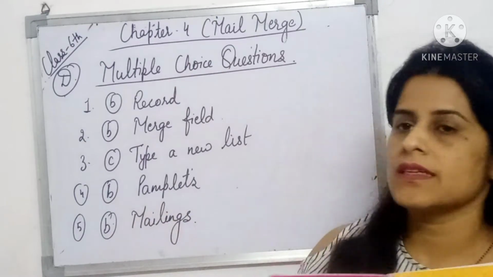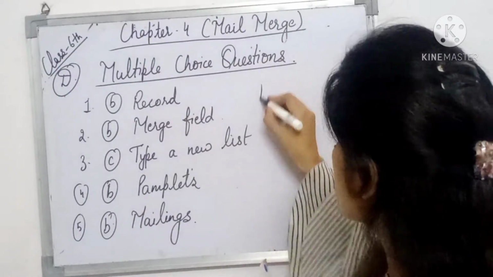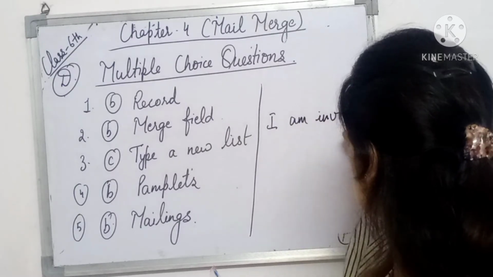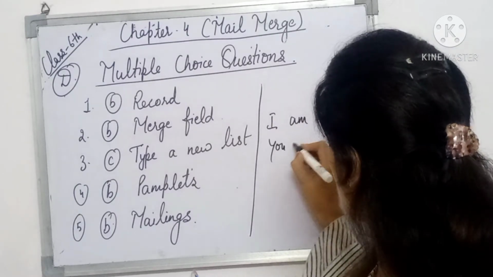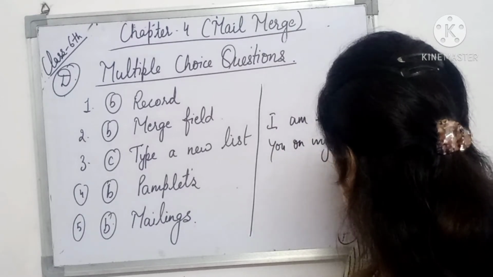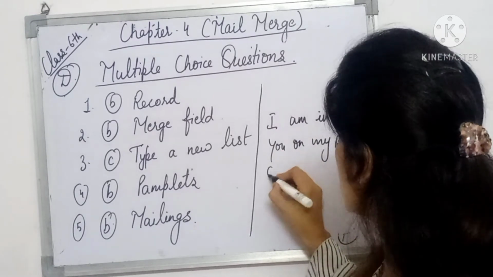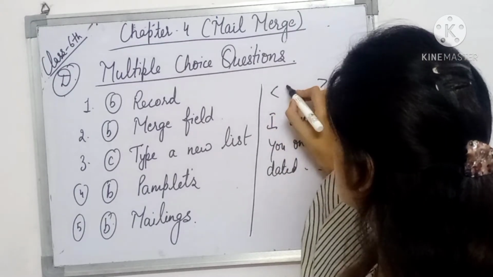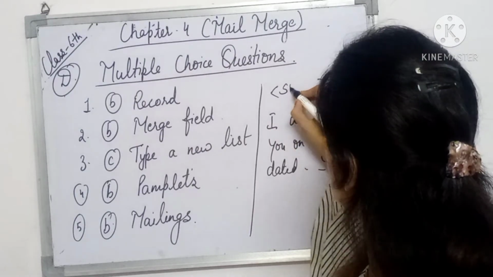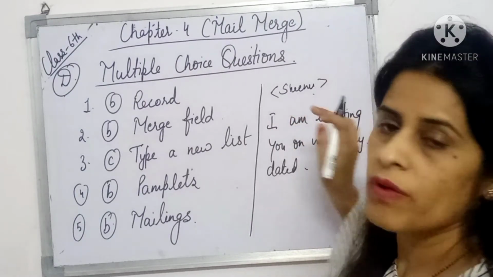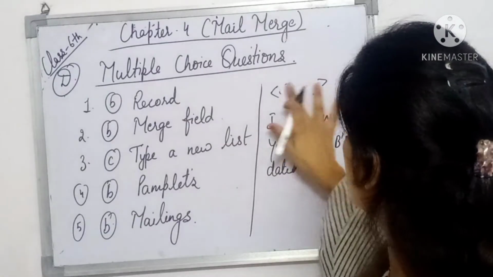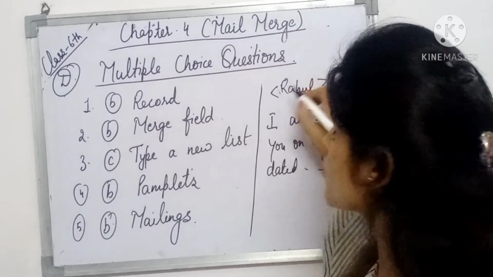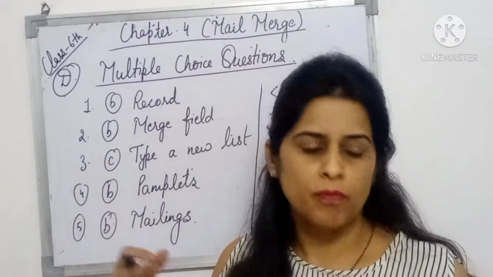When you want to insert the data source in the main document, for example, this is the main document. I am inviting you on my birthday, dated like this, whatever. So here we are using the name Shinu. Then when I rub this name, a different name, Rahul, will be displayed here. You are merging these fields with your main document.